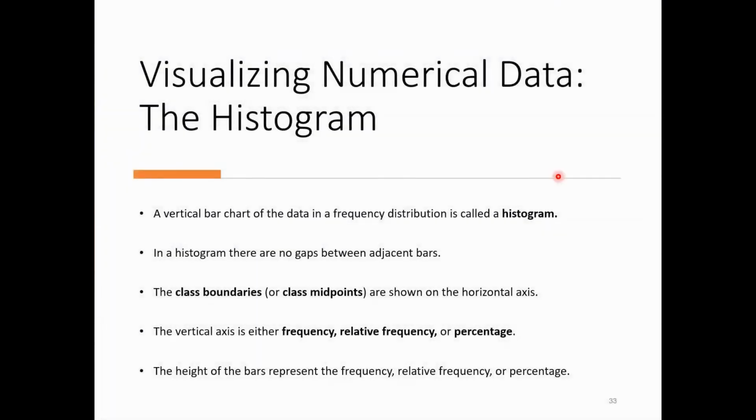Then, if you are visualizing your numerical data, where you have organized your numerical data into frequency distributions or cumulative distributions, you can use a histogram. What is a histogram? It's a vertical bar chart of the data in a frequency distribution. You have to keep in mind that there are no gaps between the adjacent bars. The class boundaries or the midpoints are shown on the horizontal axis. The vertical axis shows either frequency, relative frequency, or percentage.